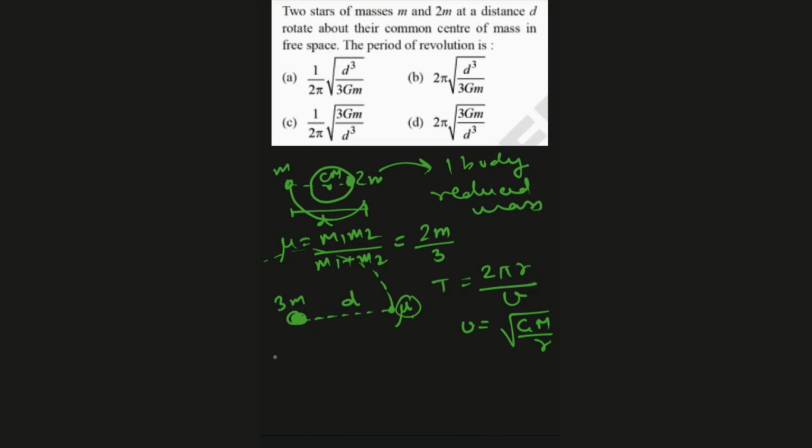So if we put in the values, we will get 2 pi d divided by under root G into 3m upon d. And if you solve this, T will be 2 pi under root d cube upon 3GM. So the answer is option B.